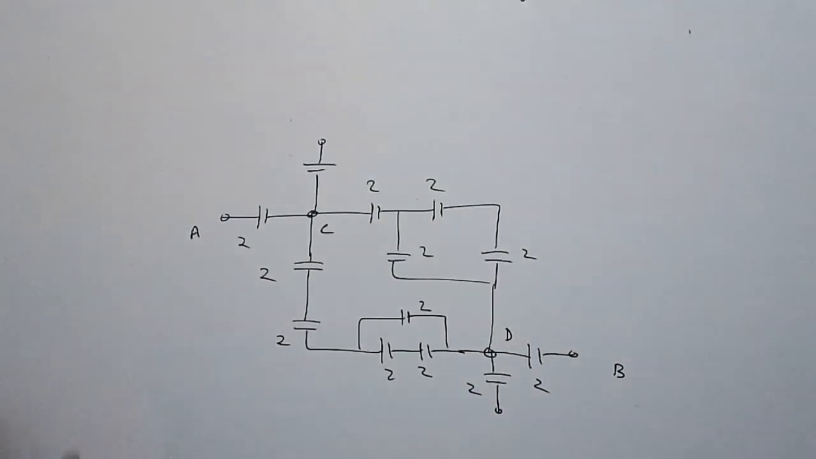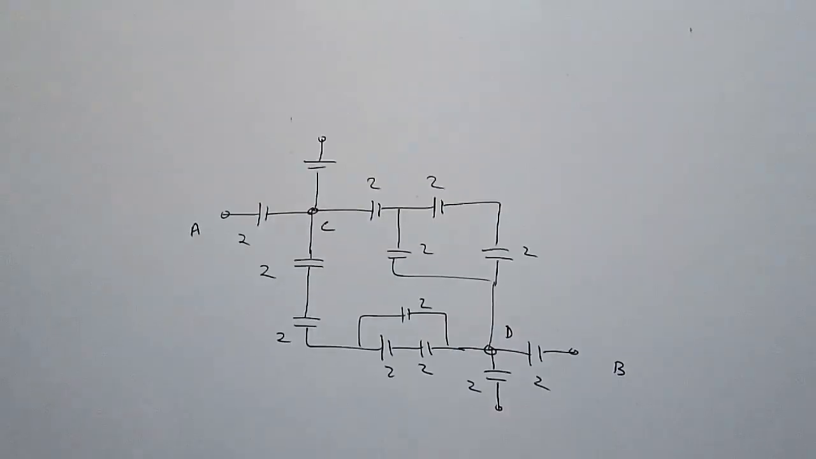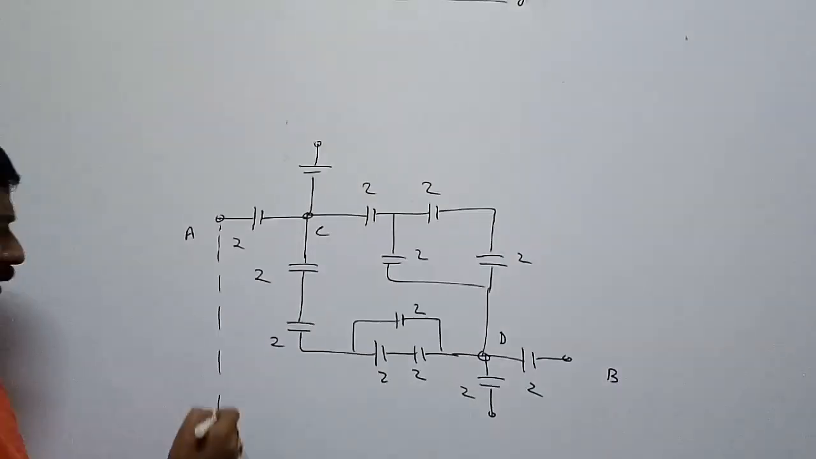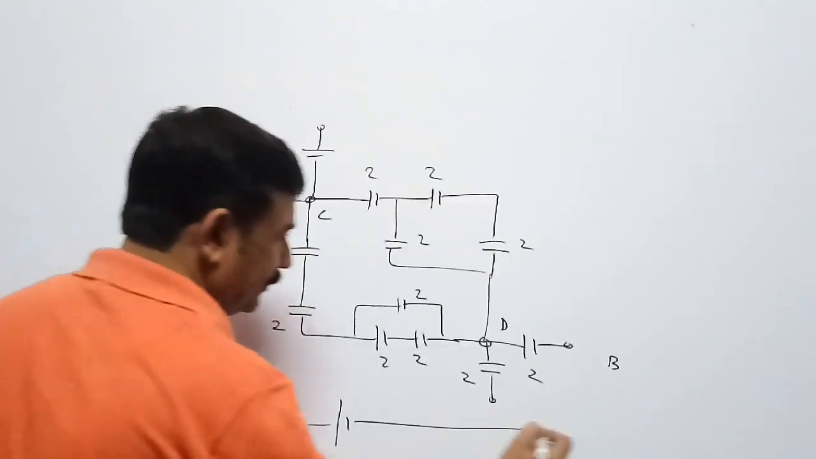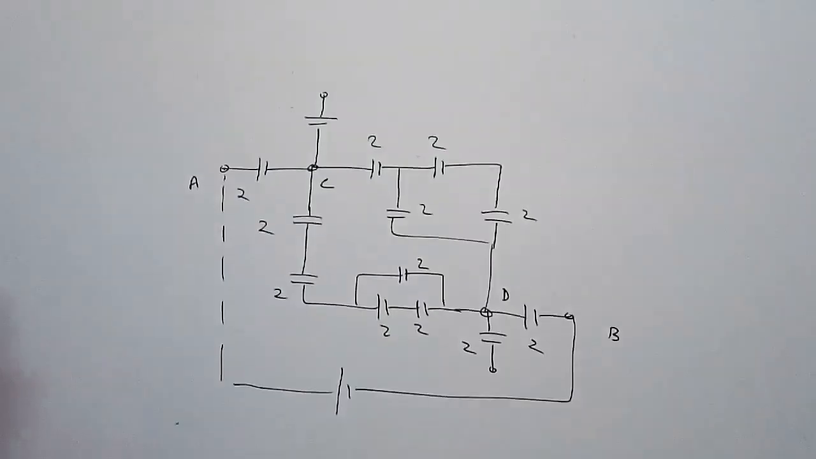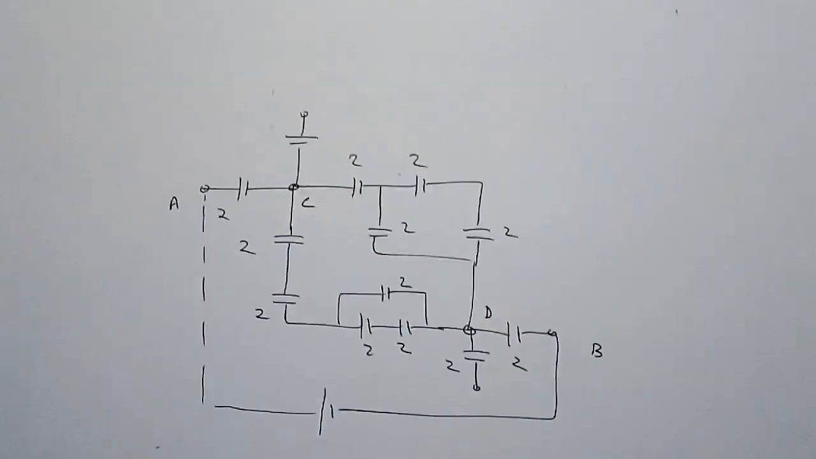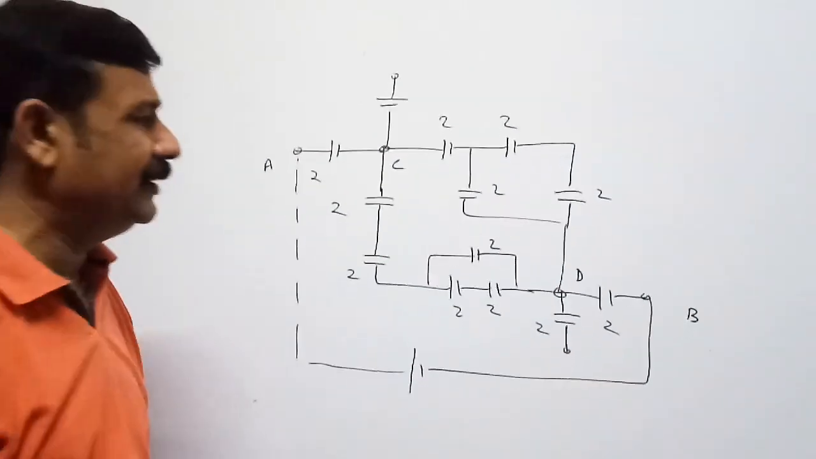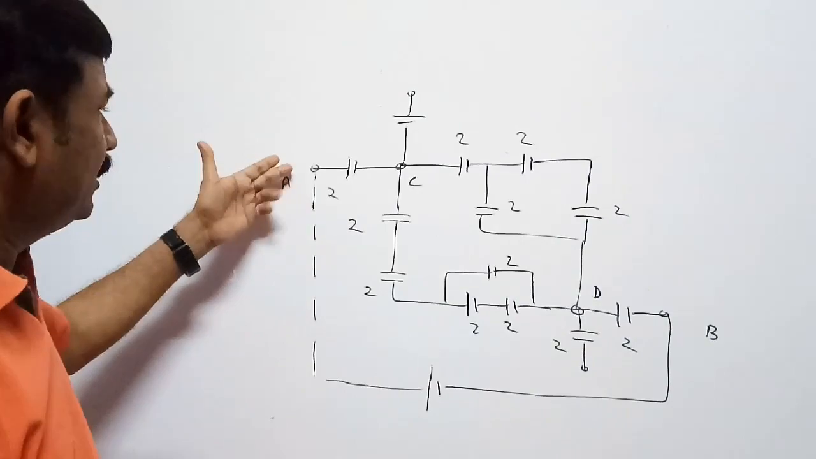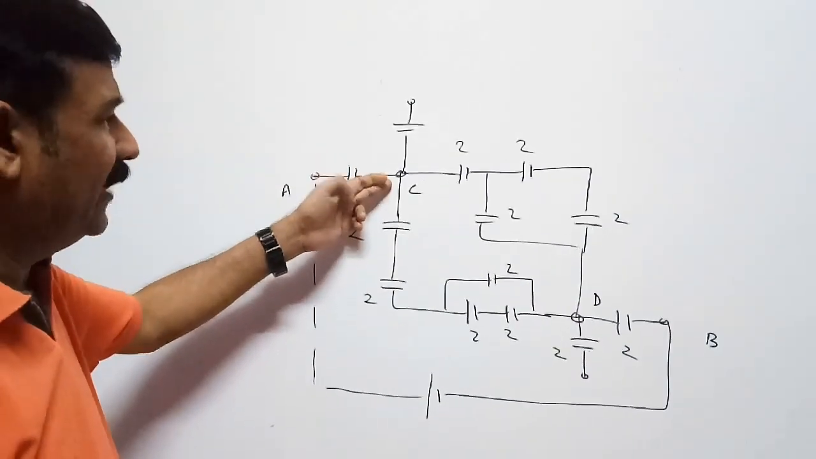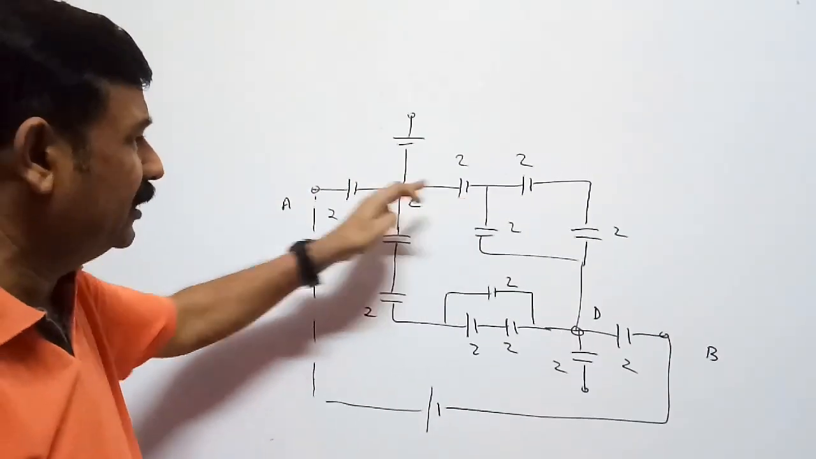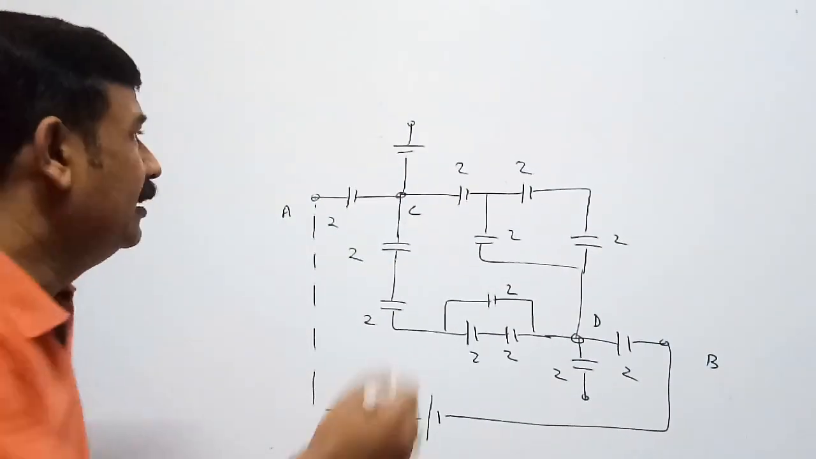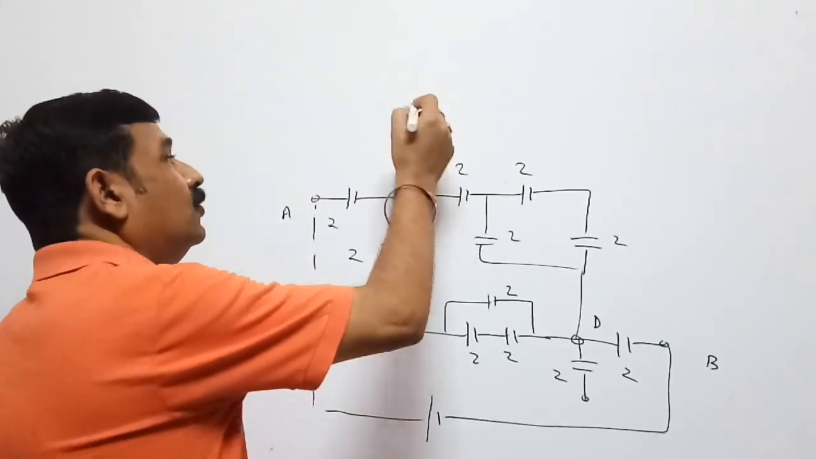So what do we do to guess which capacitors are fake capacitors? Just think that with respect to AB, a cell is connected. Now as soon as the cell is connected with respect to AB, because they are asking to find the net capacity with respect to AB, whatsoever charge will move from here, after reaching here it can go in this direction, can go in this direction, but cannot go in this direction. Why? Because here the road is blocked.